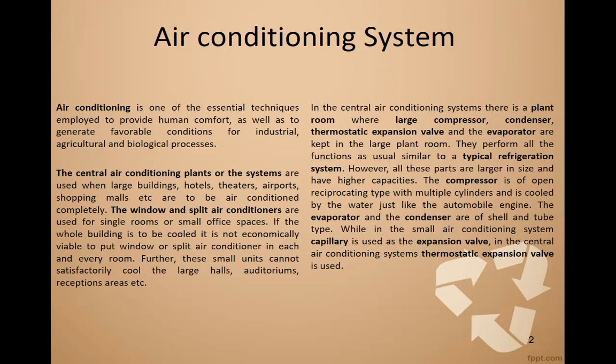In the central air conditioning system, there is a plant room where the large compressor, condenser, thermostat, expansion valve, and the evaporator are kept. They perform all the functions as usual, similar to a typical refrigeration system. However, all parts are larger in size and have higher capacities.